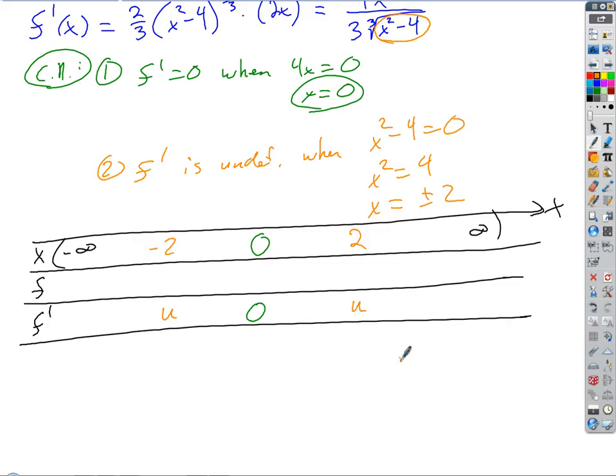Is there a symbol for undefined? No, I just write UND, but U works too, right? I mean, that's the only thing it's going to stand for. Okay.